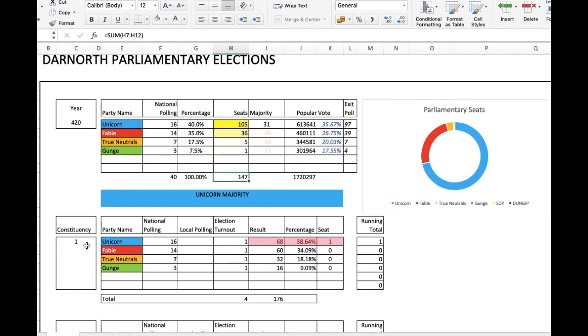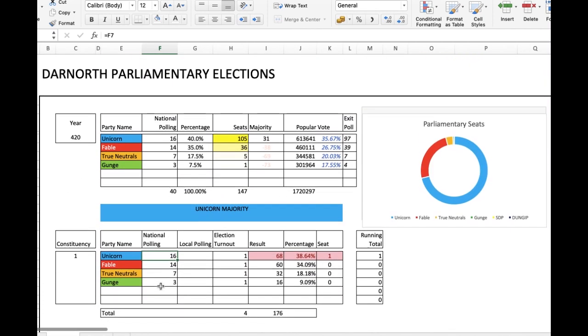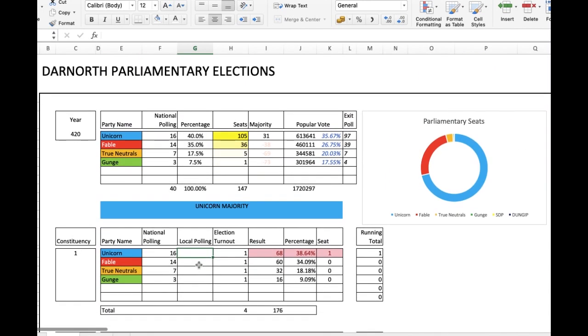So here we've got constituency number 1. And you'll see that there is a national polling bonus, there is a local polling bonus, and then there is what I call election turnout. Election turnout is the roll of two 20-sided dice, and every party gets to roll their two d20s. Then there is the local bonus, and then there is the national bonus. The national bonus applies to every single constituency all the way down. Local polling is different for every single constituency.